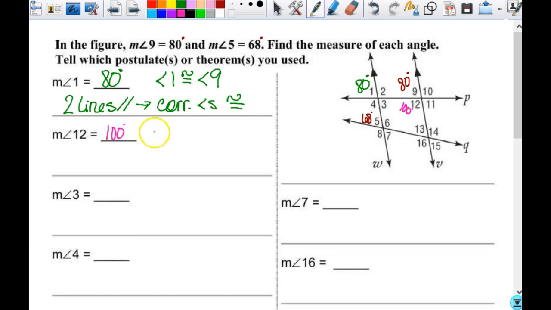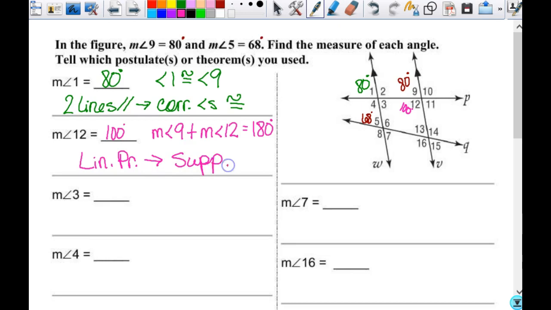I was able to get that because I know that the measure of angle 9 plus the measure of angle 12 equals 180 degrees. And I knew that was okay because if they're a linear pair, then they are supplementary. Everybody okay with all that? All right, so then we're going to look at angle 3.